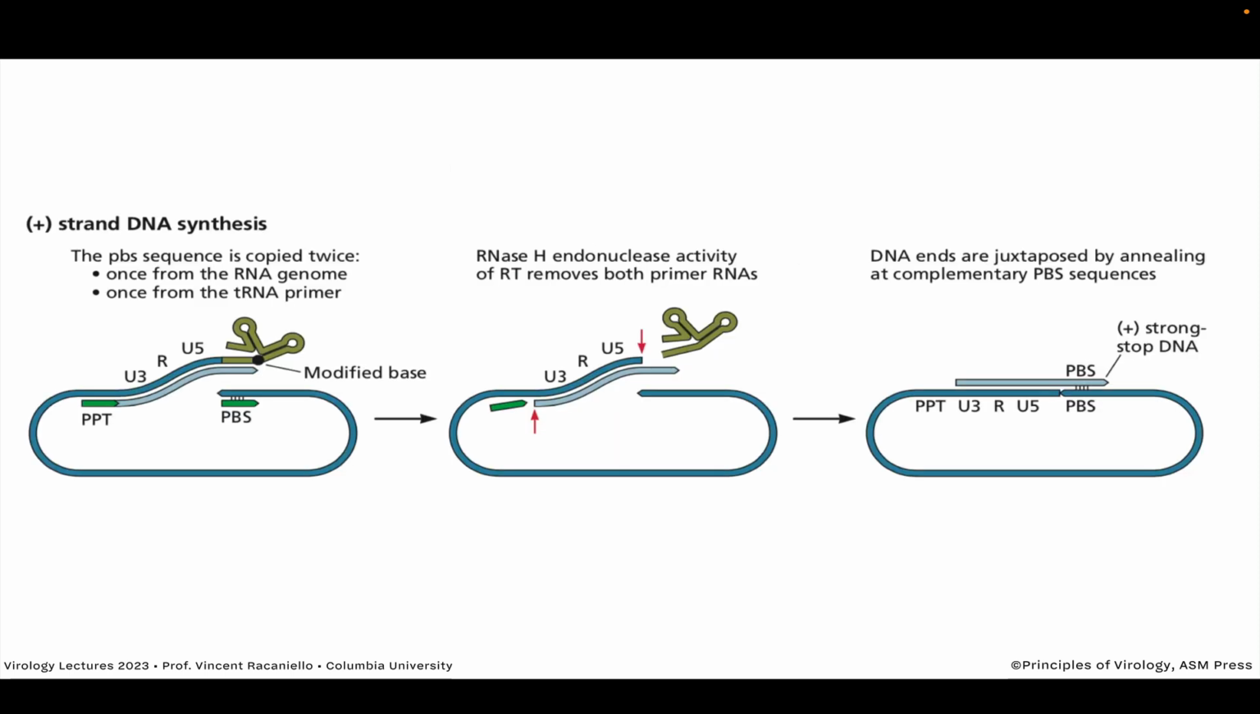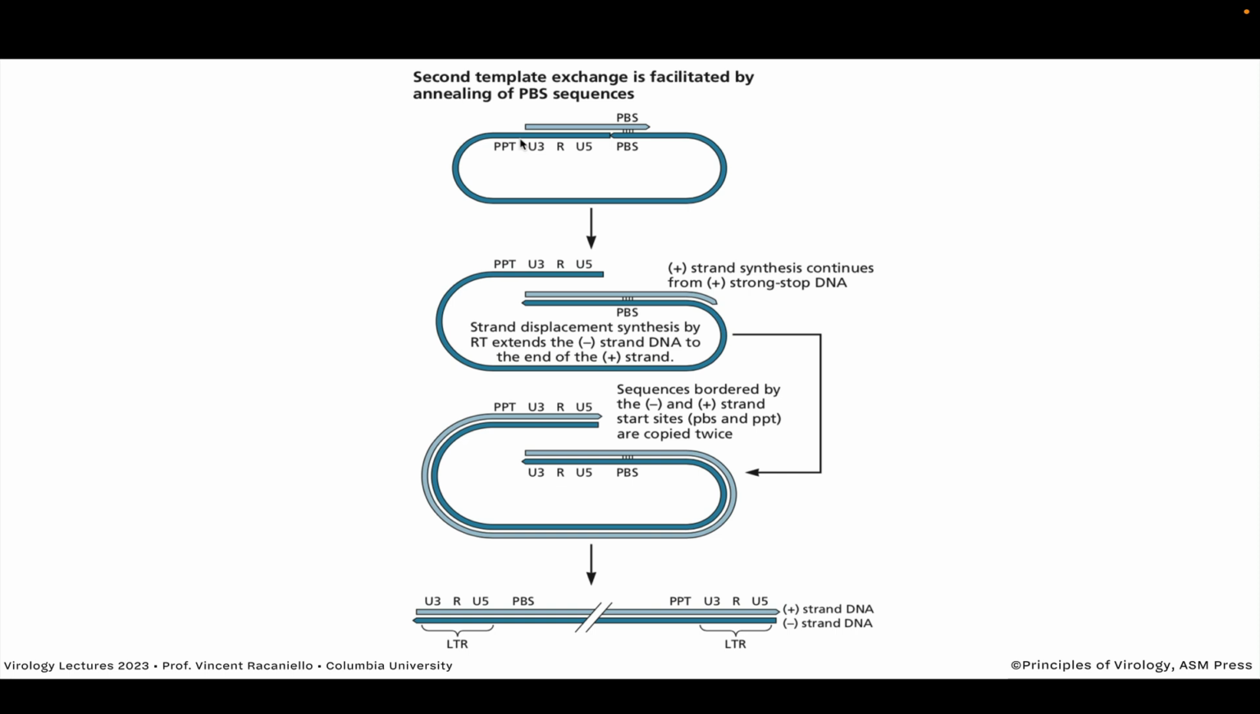So that is the second template exchange, essentially. The enzyme, let me go back, is going from copying this strand here. It can't go any further. And then it switches to the other end of the genome here. And that's the second template exchange. So here we now have a fully single-stranded DNA and a partially double-stranded DNA. The enzyme continues to make plus-strand DNA. It's going all the way through until we have a complete double-stranded DNA.